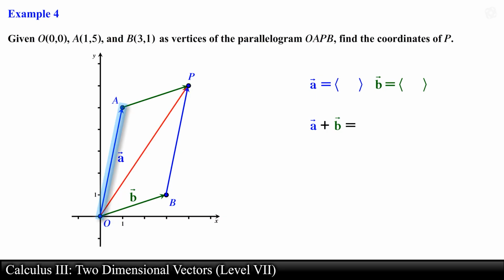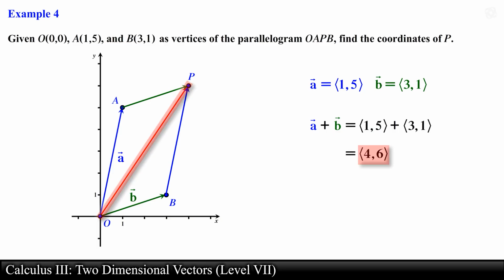Alright, we can write vector A in component form as 1, 5, and vector B as 3, 1. Then we go ahead and add these vectors component-wise. Doing that, we obtain the resultant vector equal to 4, 6. Since the resultant vector is in standard position, the components of the vector will also match the coordinates of the terminal side. In this case, point P. This example illustrates how vectors can be used to solve many types of problems in analytical geometry by drawing vectors and using the properties of vectors to your advantage.